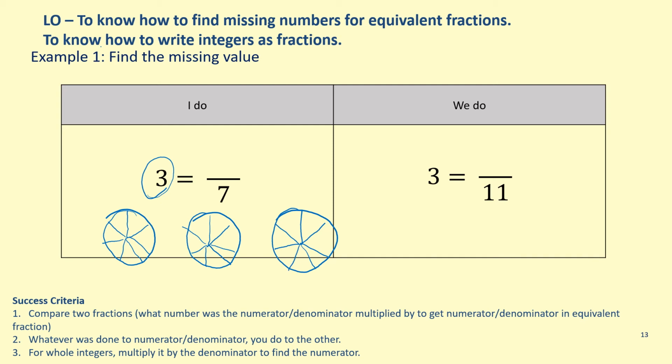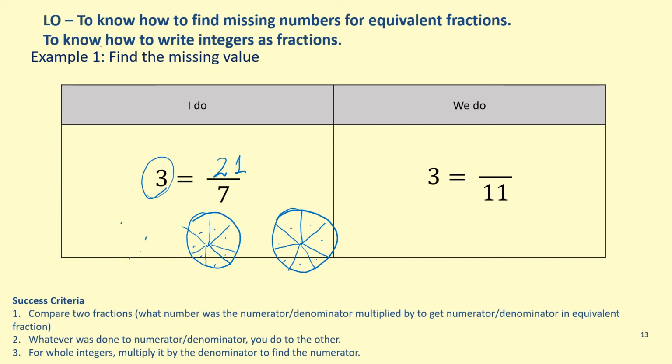Now the question is, how many sevenths do I have? So I will count each of them. 1, 2, 3, 4, 5, 6, 7, 8, 9, 10, 11, 12, 13, 14, 15, 16, 17, 18, 19, 20, 21. So 3 is equal to 21 over 7.